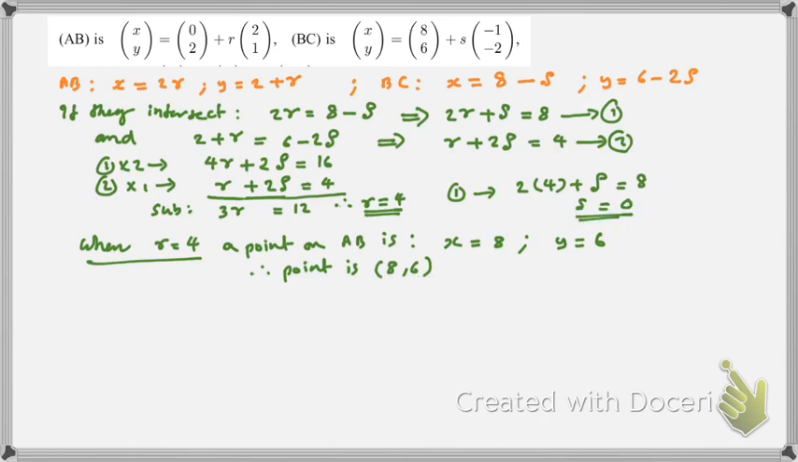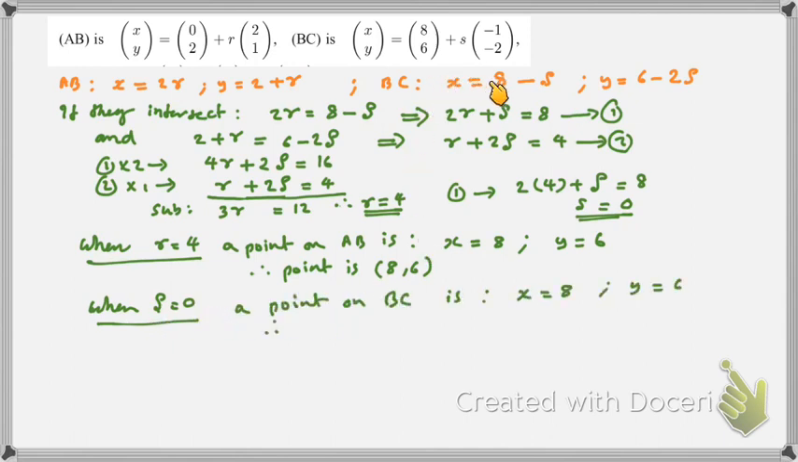Next is s is equal to 0, and when s is equal to 0, I get a point from BC. So I go to BC and make s as 0. So a point on BC will be x is equal to 8 minus 0, which is 8, and y is 6 minus 2 into 0, which is 6. So the corresponding point on BC would be 8, 6.